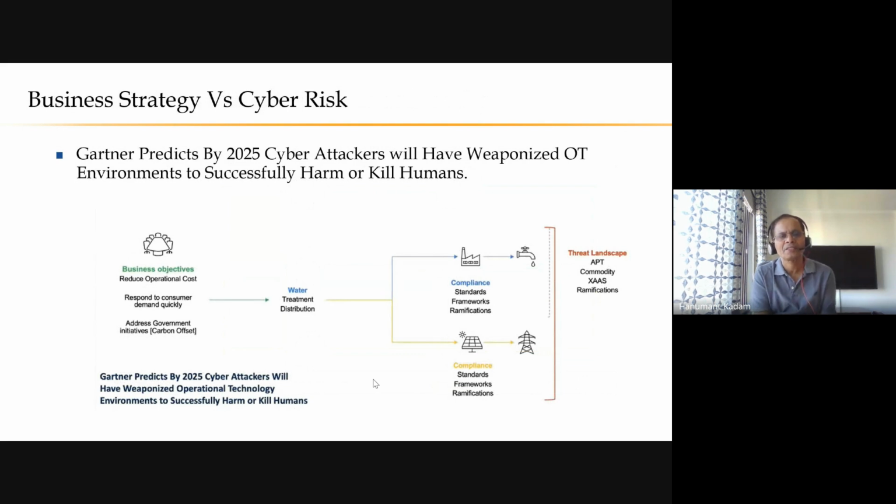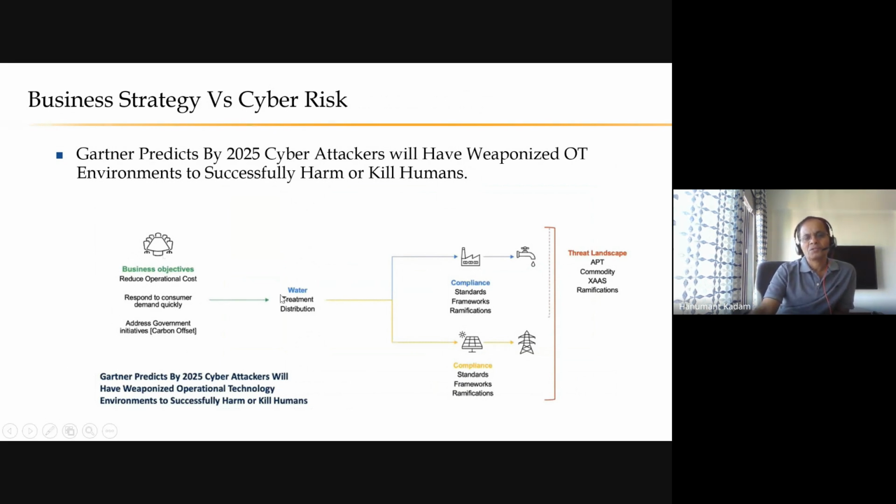So in the business, a Gartner survey predicts that by 2025, cyber attackers will have weaponized OT environments to successfully harm or kill humans. So you see, that much cyber attack is possible. So security is very, very important. In the business objective, our main objectives are to reduce the operational cost, respond to customer demand quickly, and address government initiatives related to the environment, carbon offsets.